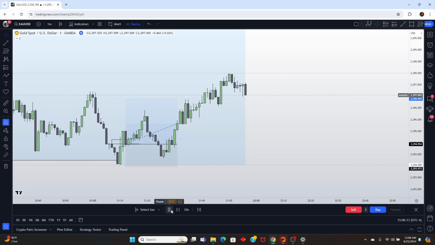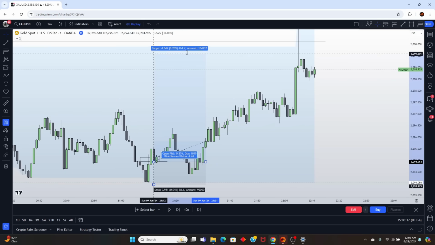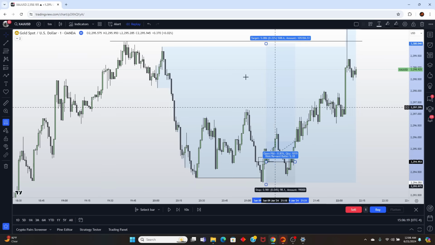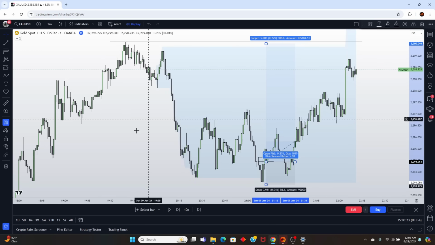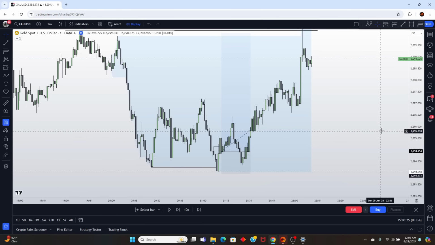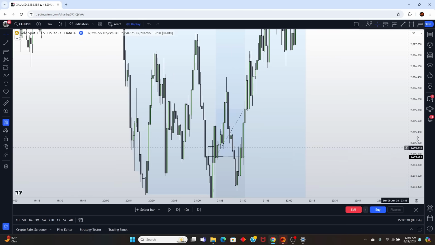So you can see that the take profit level was hit and the price kept going up, and eventually it took out this high over here. So basically a market maker model, but you don't have to worry about all that stuff. And you can see we filled this tiny fair value gap, and then we pushed up.